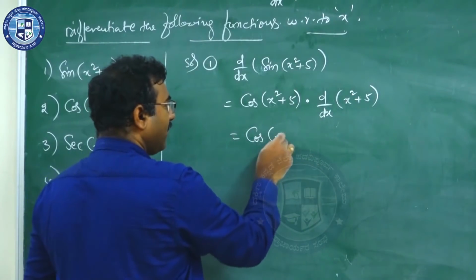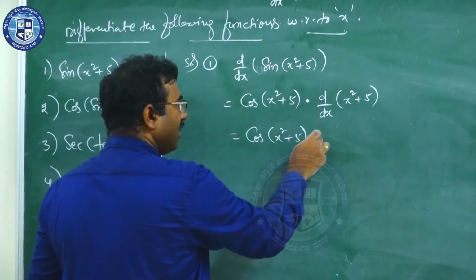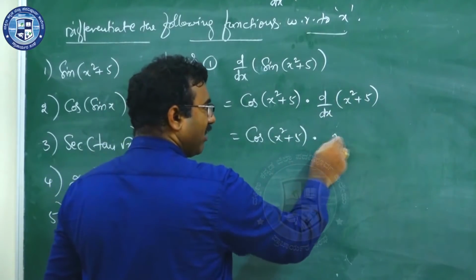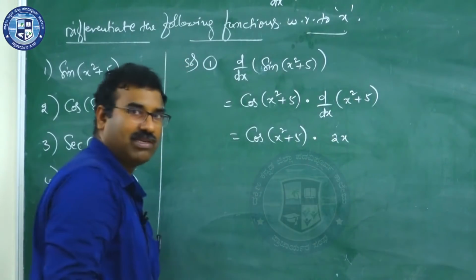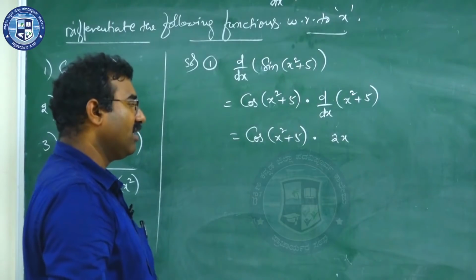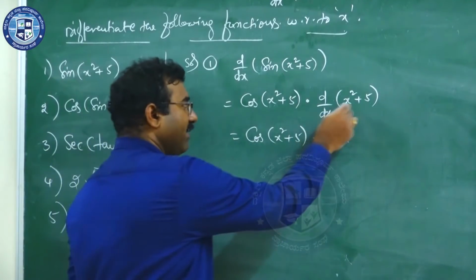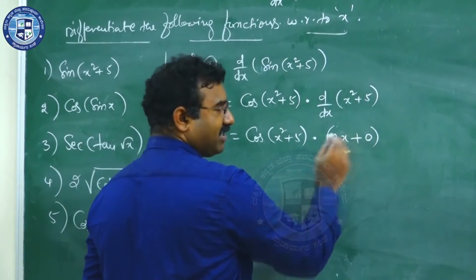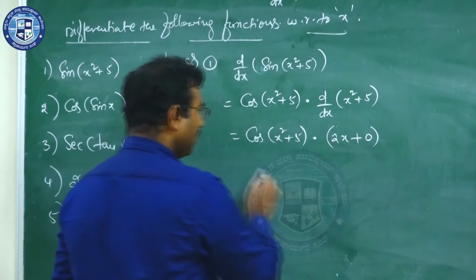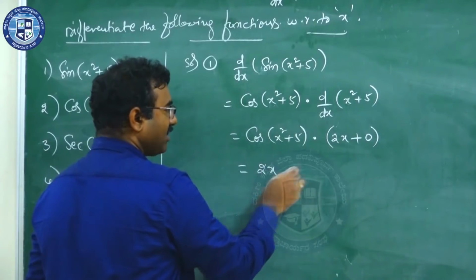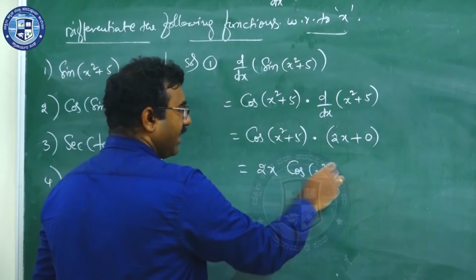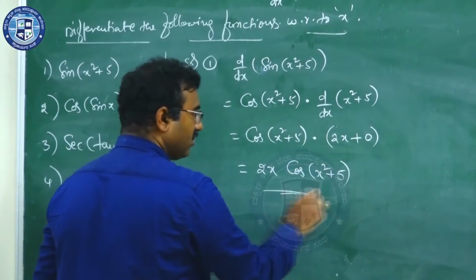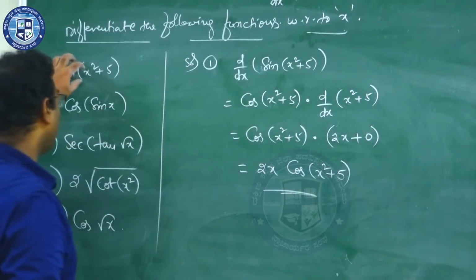So, cos of x square plus 5 into d by dx of x square, you all know it because you know the formula d by dx of x power n is n into x power n minus 1. So, d by dx of x square is 2x plus differentiation of 5 is 0, 2x plus 0. So, finally, you are getting 2x into cos x square plus 5. So, this is the answer for the first problem.